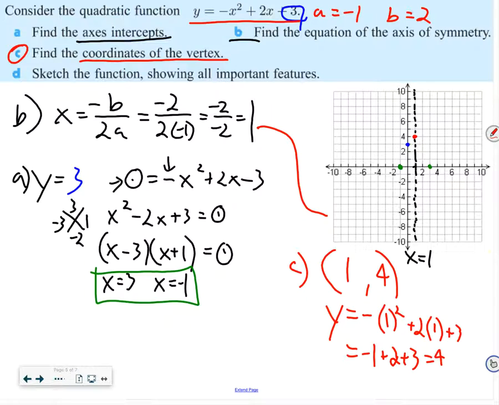Okay. Now that I have all those pieces put together, I can go ahead and sketch my function. Knowing its a value is negative, I'm concave down. I'm just going to connect the dots. The maximum point is at my vertex, and I have my quadratic there. Okay, let's look at one more example here.